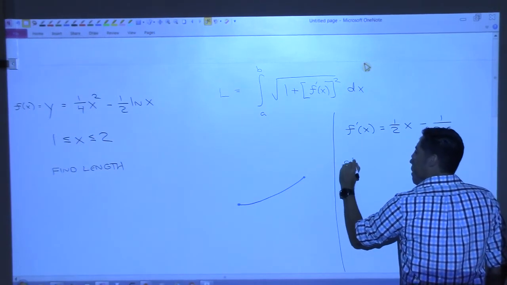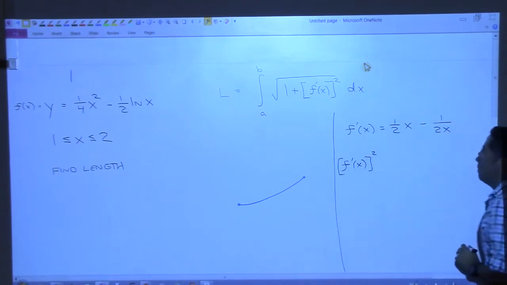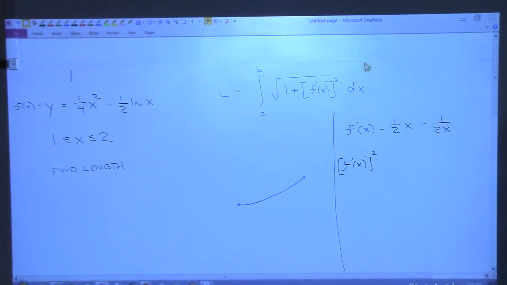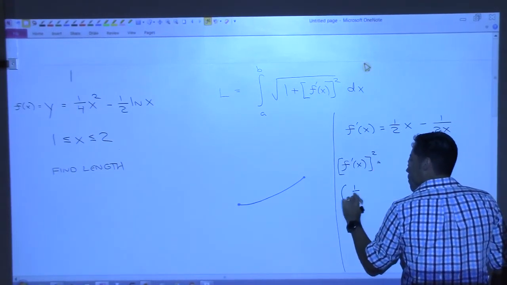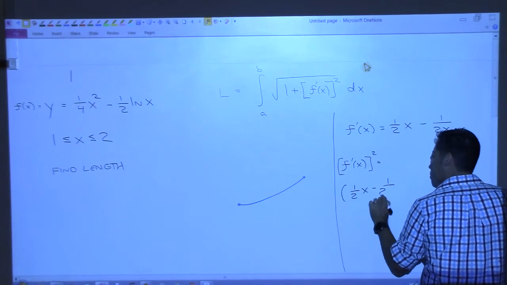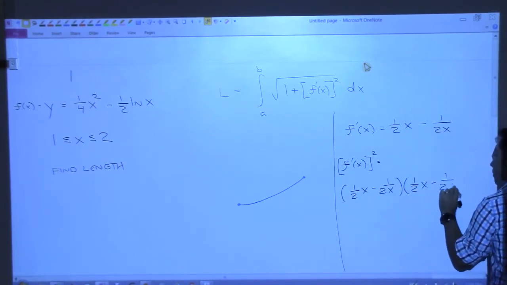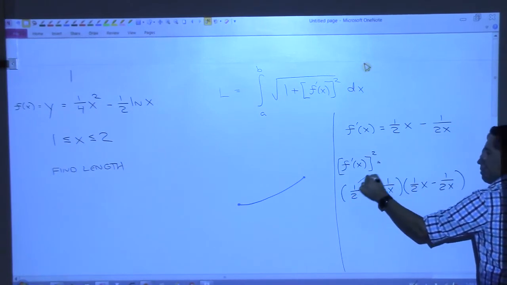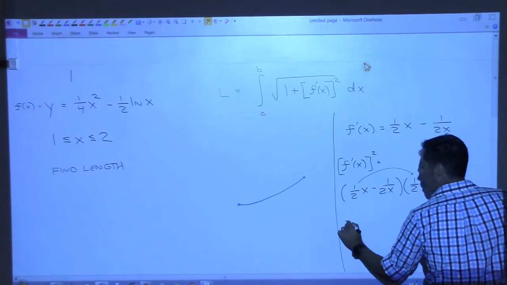So if I need to square this, there are several ways we can do it. We could FOIL it, couldn't we? We could do this times itself in parentheses. You don't want to do it that way? I don't care. Let's see, 1/2 x minus 1 over 2x times itself, 1/2 x minus 1 over 2x again. So here to here, what do we get? 1/4 x squared.